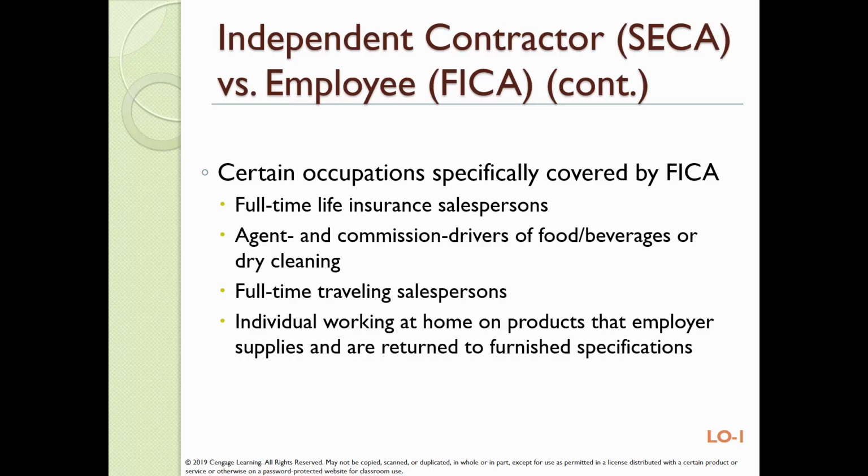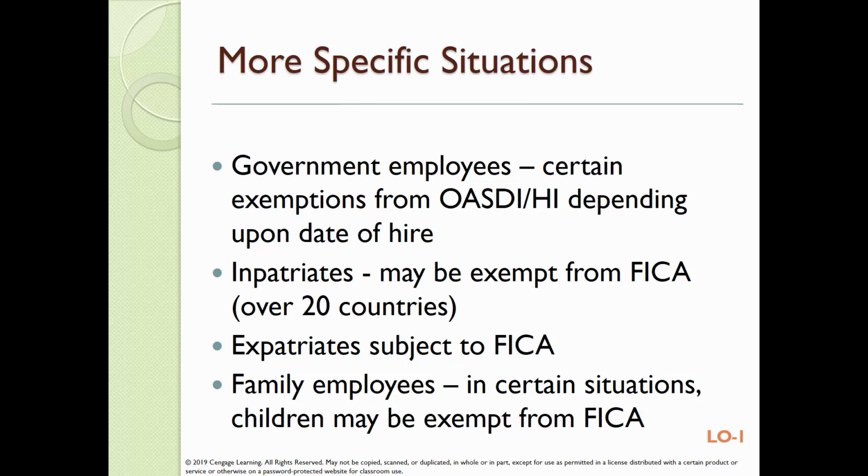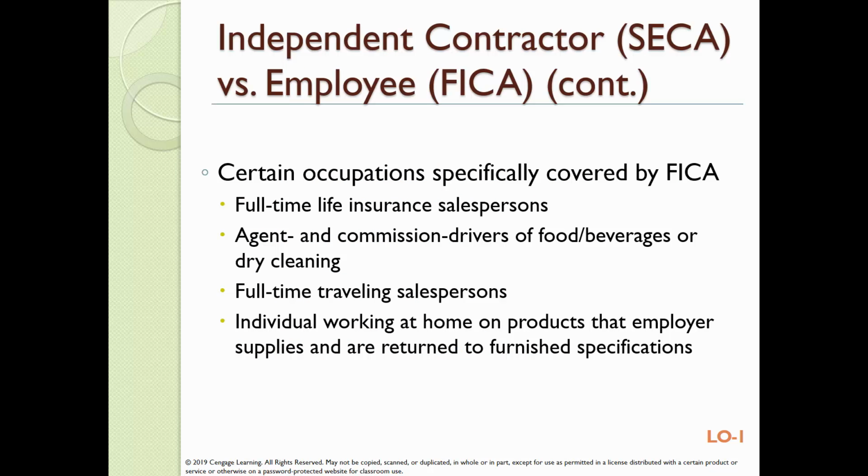Behavioral control, financial control, and perceived relationship. These are specifically examples of occupations that you don't even have to vet through that. They're just always covered. When you see things like this, it's because there's been a special interest group or a lobbying group or a court case maybe that's been adjudicated. So if you're a full-time life insurance salesperson, I have the life insurance company, you guys will sell for me, you're specifically covered. I can't require you to be independent, even if I don't have behavioral control.